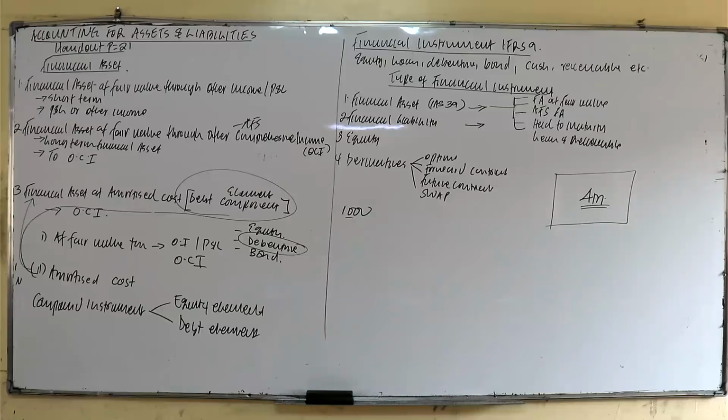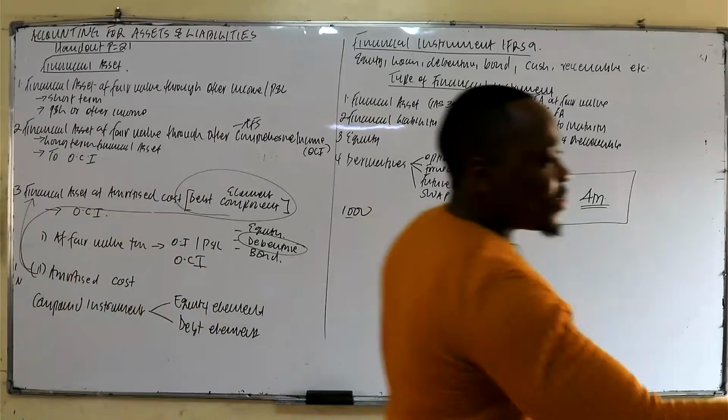That's level 2 input. Then level 3 input. Level 3 inputs are unobservable inputs for the assets or liability. Now, assuming you're the one who wants to settle somewhere, where would you be willing to settle?